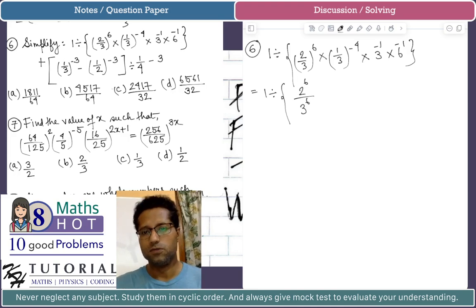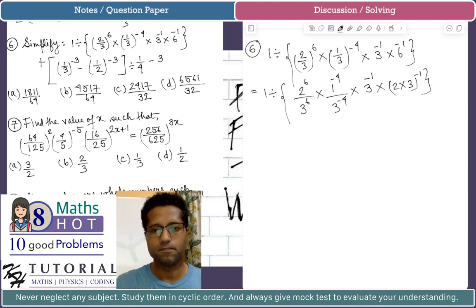Okay, so this is multiplied by, now 1 by 3 raised to the power minus 4 is 1 raised to the power minus 4 divided by 3 raised to the power minus 4, and we have multiplied by 3 raised to the power minus 1 multiplied by 6. I will write 6 as 2 into 3, and this whole raised to the power minus 1.